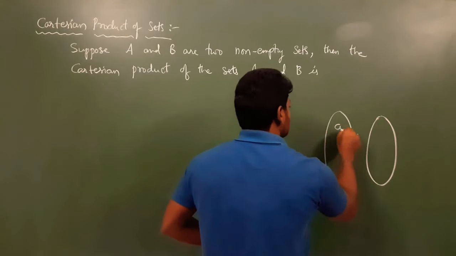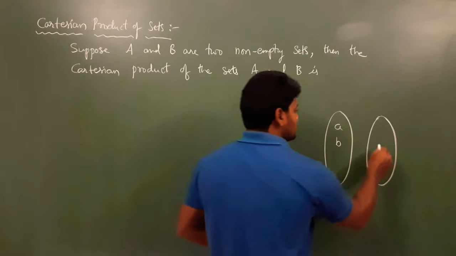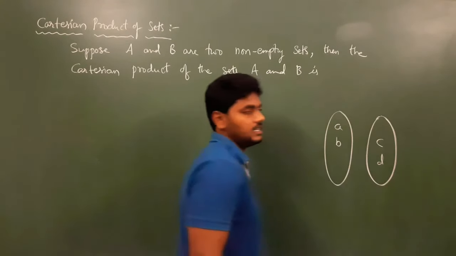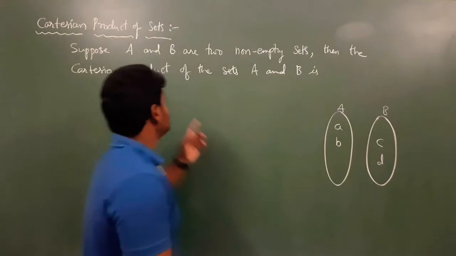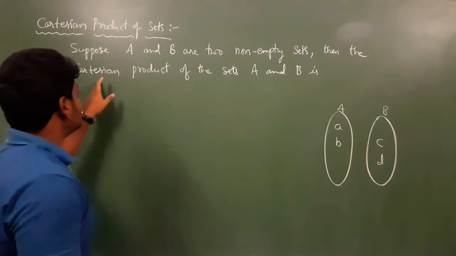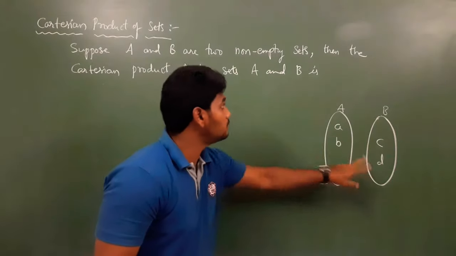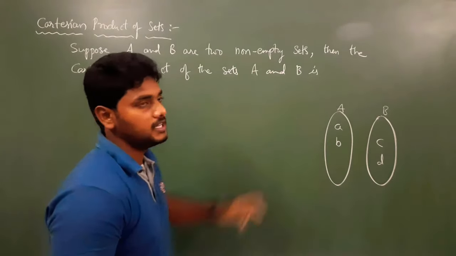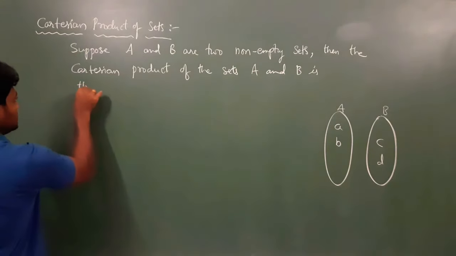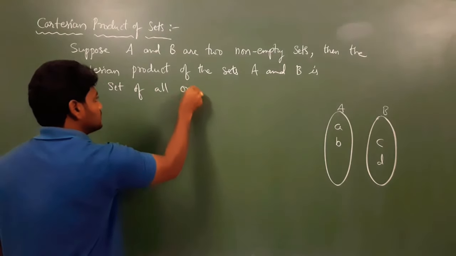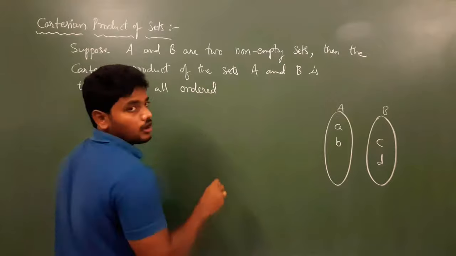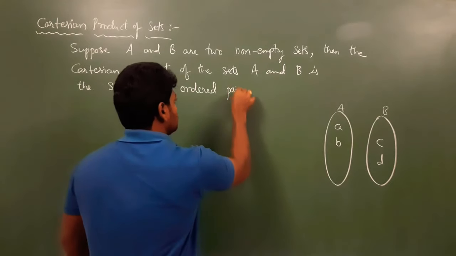So this is one set having A comma B. This is another set having C comma D. So this is set A and this is set B. A and B are two non-empty sets. Then the Cartesian product of the sets A and B is, remember, the set of all ordered pairs. Set of all ordered pairs of elements.